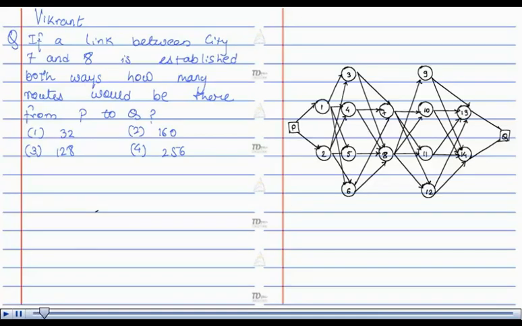Hello, I am Vikrant. The question is, if a link between cities 7 and 8 is established both the ways, how many routes would be there from P to Q?